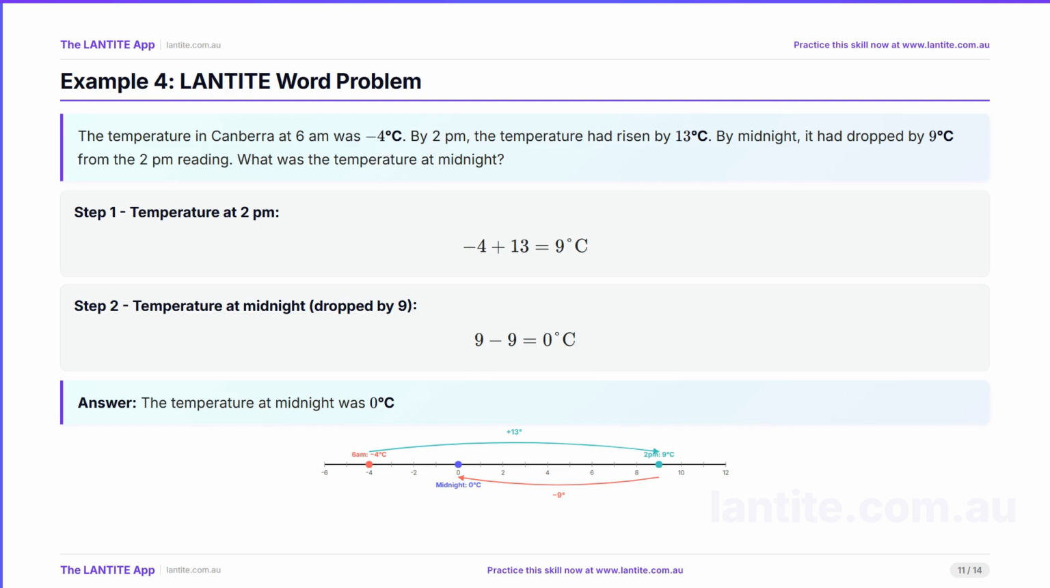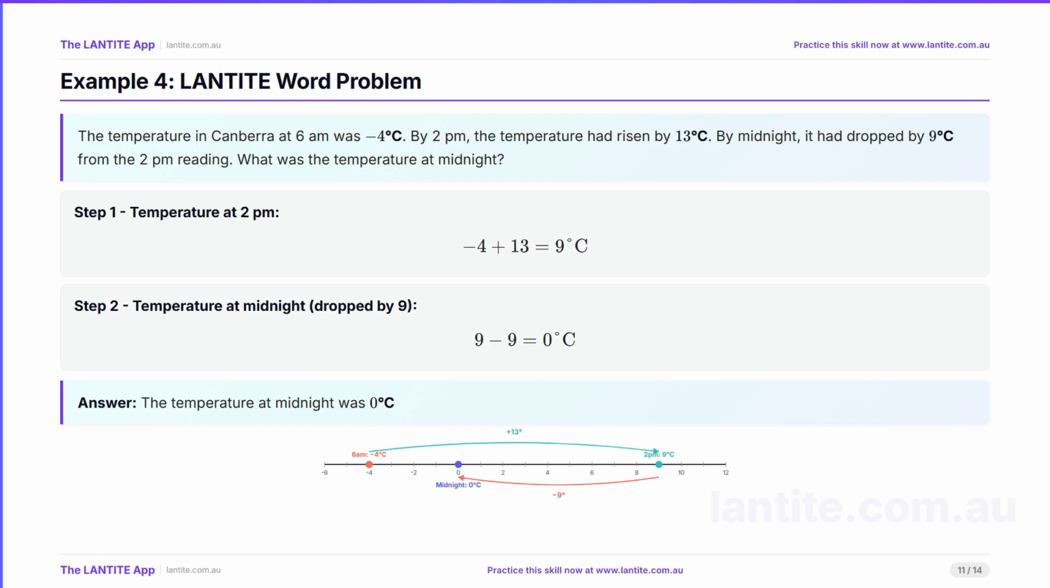Here's a LANTITE-style word problem. The temperature in Canberra at 6 a.m. was -4 degrees Celsius. By 2 p.m., it had risen by 13 degrees. By midnight, it had dropped by 9 degrees from the 2 p.m. reading. What was the temperature at midnight?